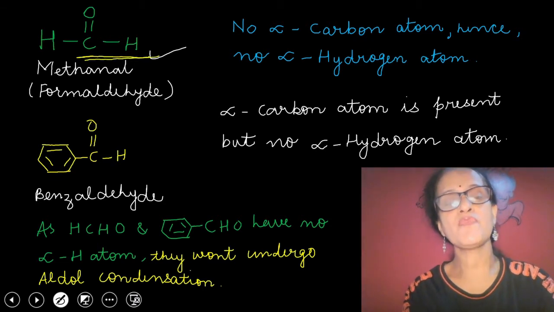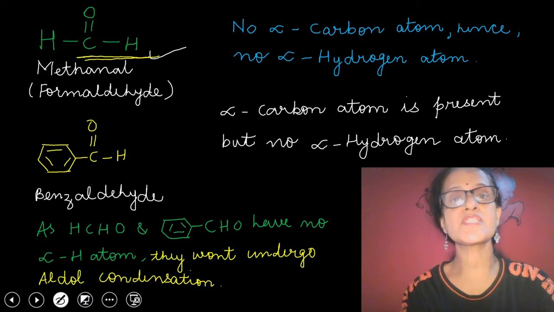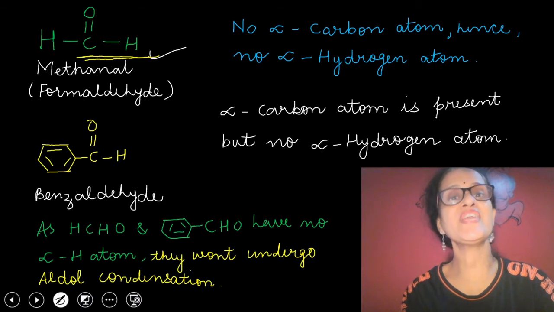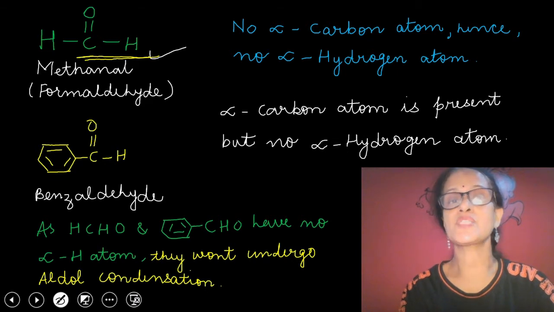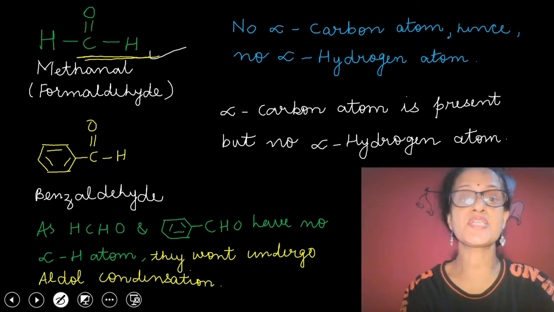And if you look carefully, you can find that the functional group is attached to no other carbon atom. It means methanal doesn't have any alpha carbon atom. If methanal doesn't have any alpha carbon atom, there is no question of having an alpha hydrogen atom. So now you can conclude that as methanal doesn't have any alpha hydrogen atom, it will not undergo aldol condensation reaction. Now we will consider the second example of benzaldehyde.